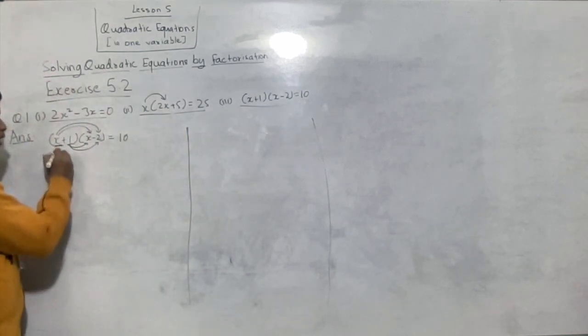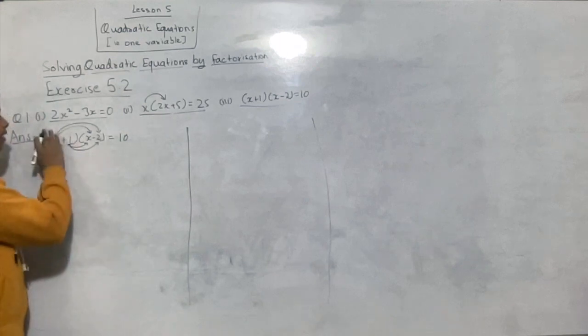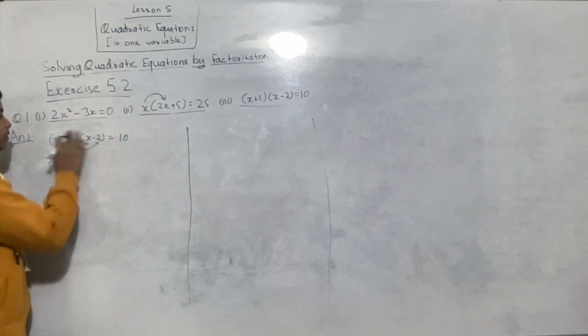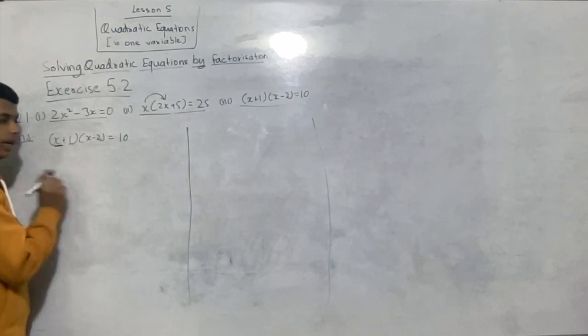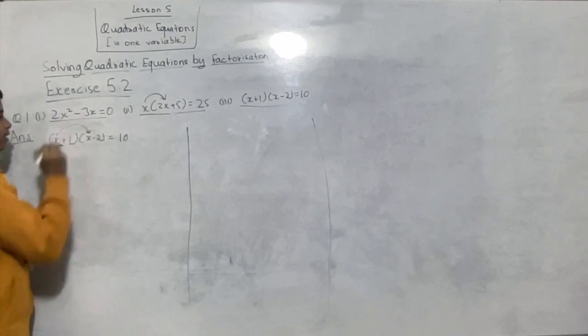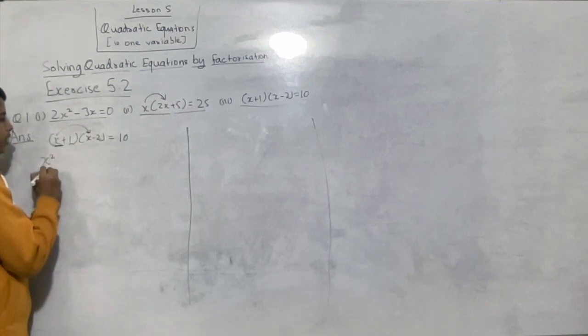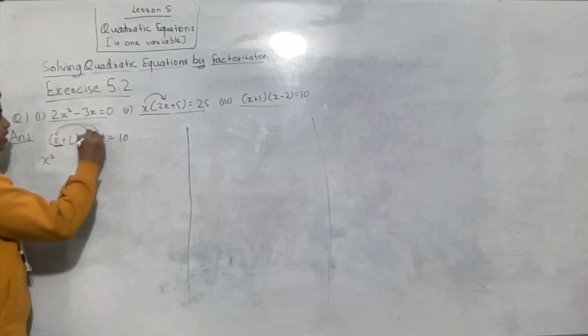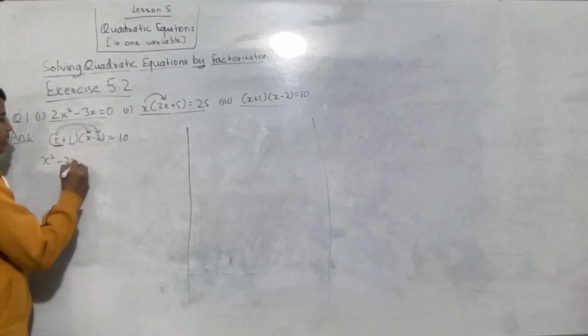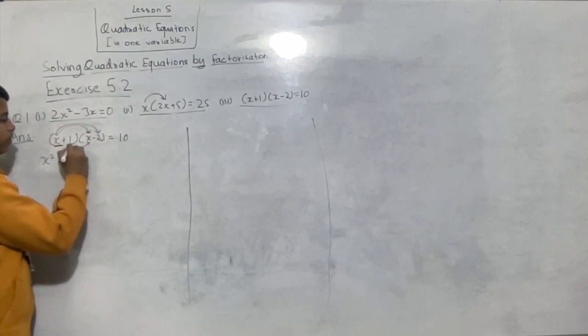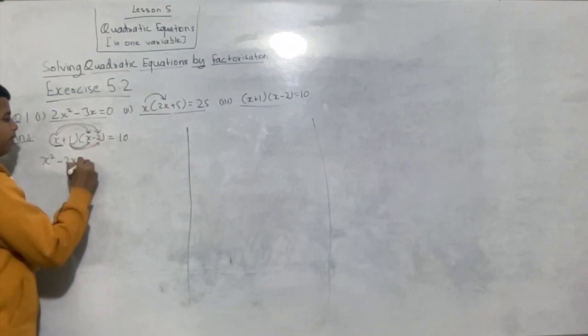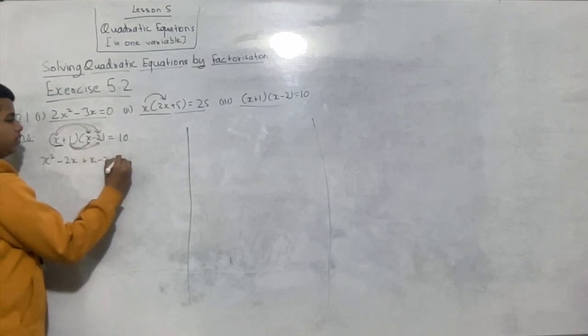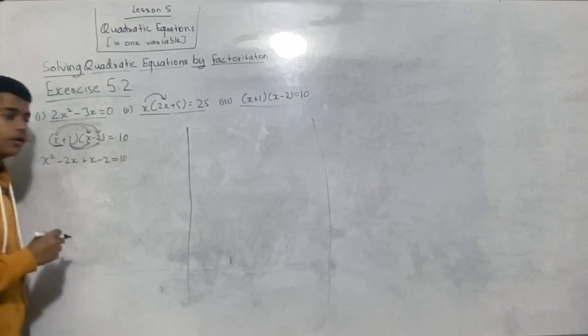Now here we have to expand it, and how are we going to expand it is, first we'll multiply x with x, we get x square. Then we will multiply x with minus 2, we get minus 2x. We multiply 1 with x and 1 with minus 2, we get plus x minus 2 is equal to 10. This is the distributive property.